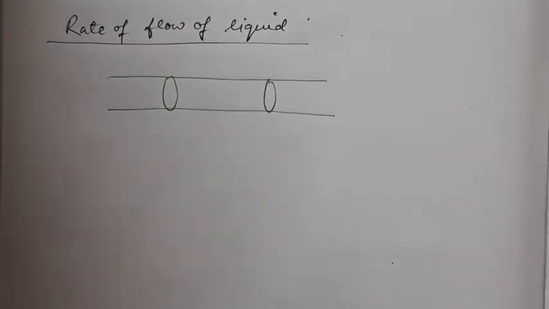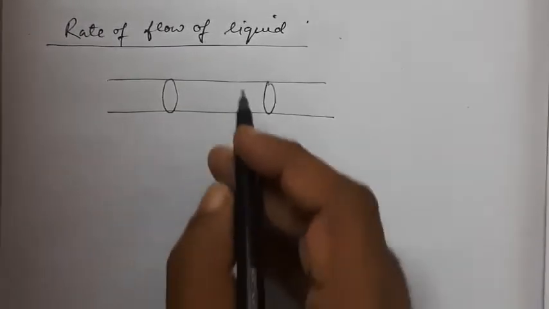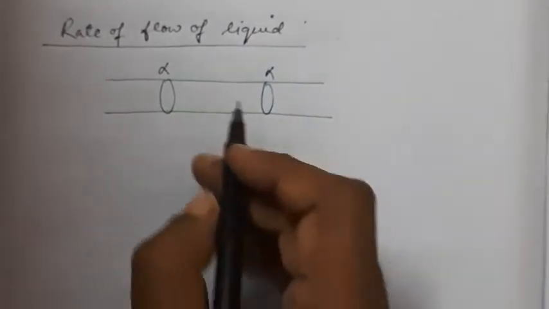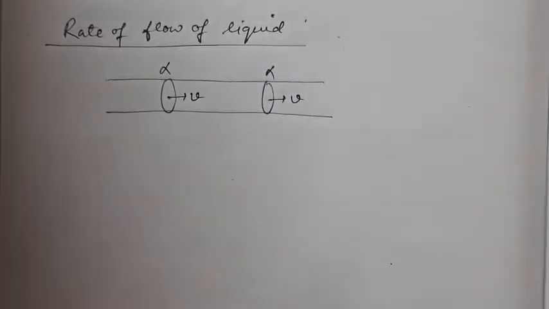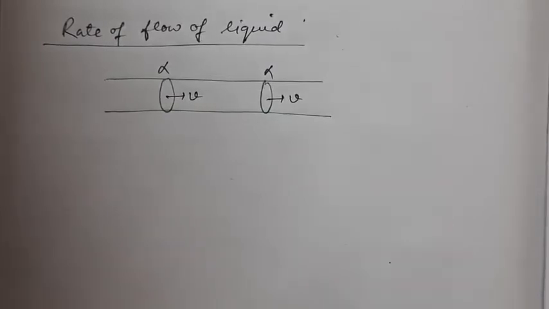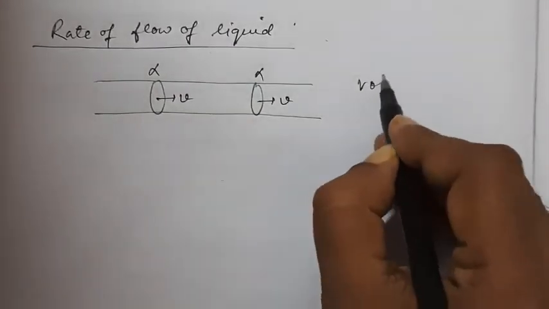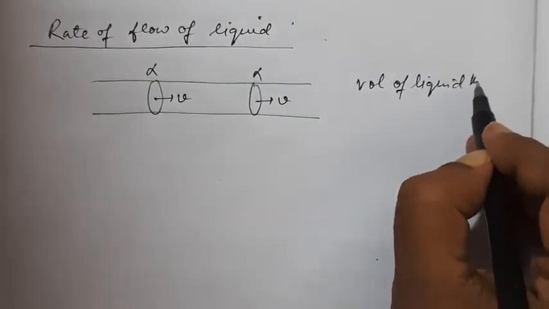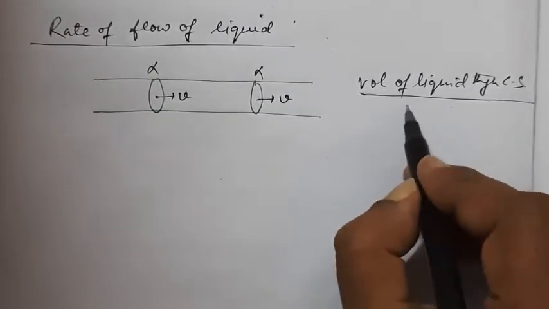Rate of flow of liquid. This is a pipe. Area of cross section of the tube is alpha. The velocity of flow of the fluid is v. Now what does the rate of flow mean? Rate of flow of a liquid through a tube means the volume of liquid flowing through any cross section of the tube per second. So volume of liquid through any cross section per second time.